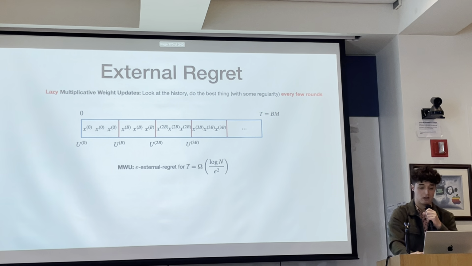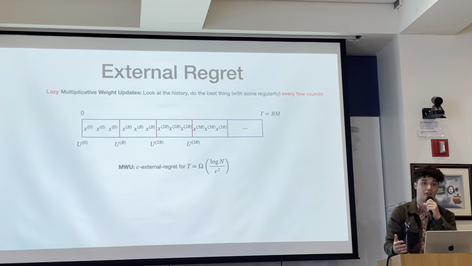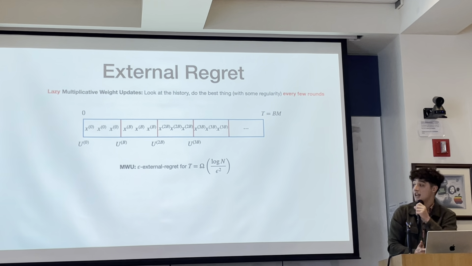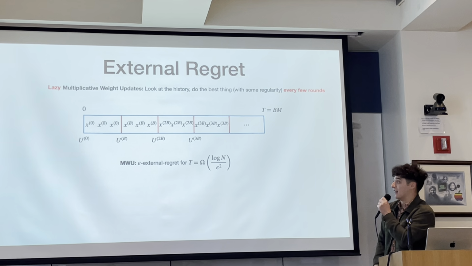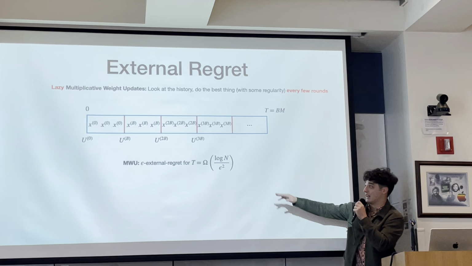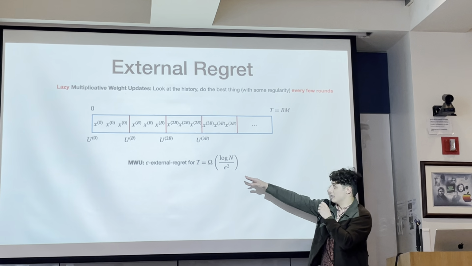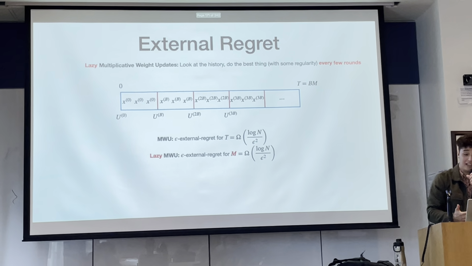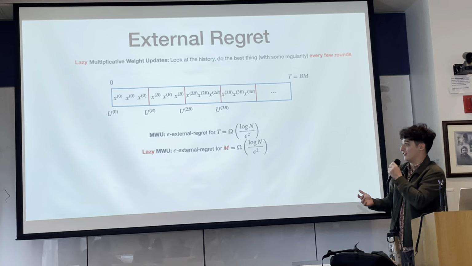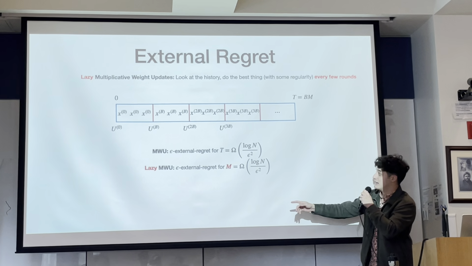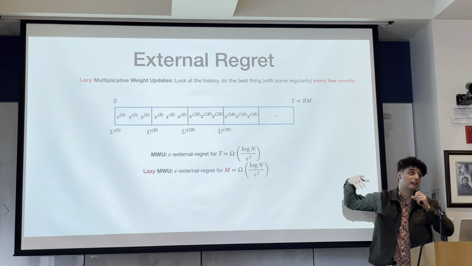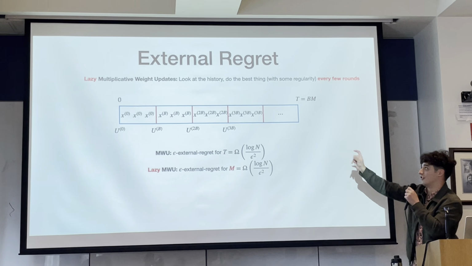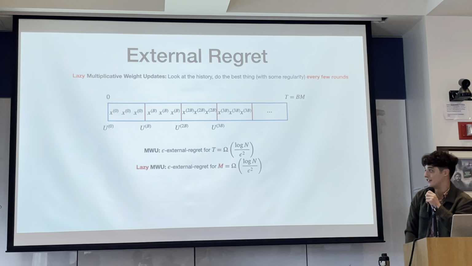Why would we ever want to do this? This gets strictly worse external regret. MWU has the guarantee that, if we want to get epsilon external regret, the number of rounds t we need is at least log n over epsilon squared. Whereas lazy MWU, if it wants to achieve epsilon external regret, the number of blocks has to be log n over epsilon squared. The analysis of this isn't too complicated.